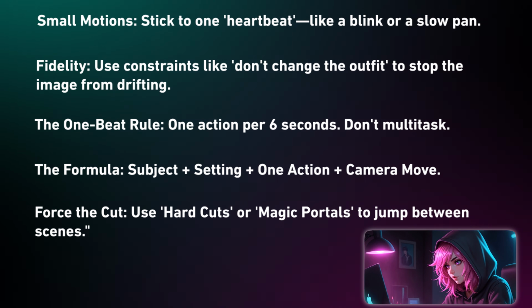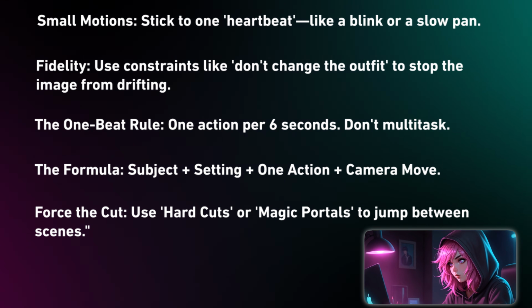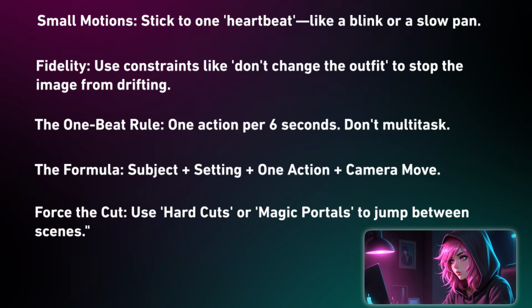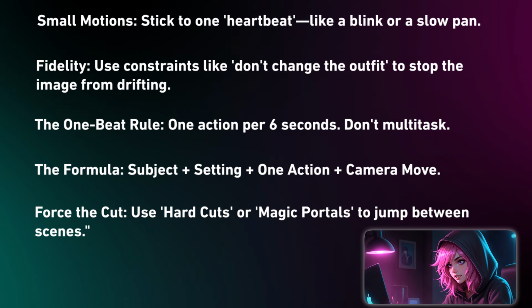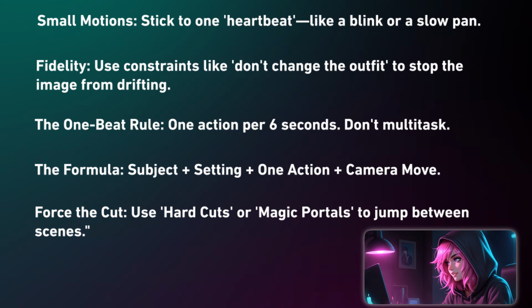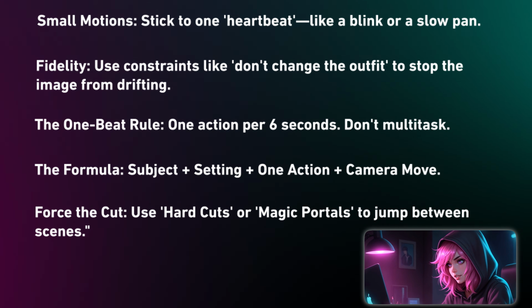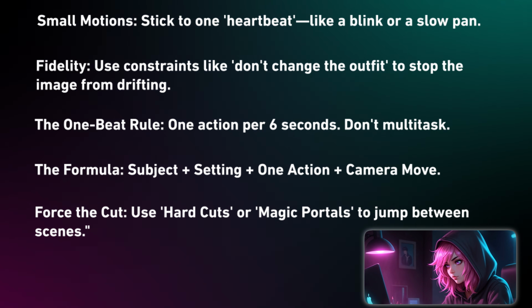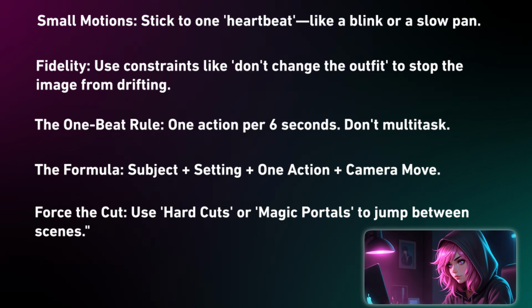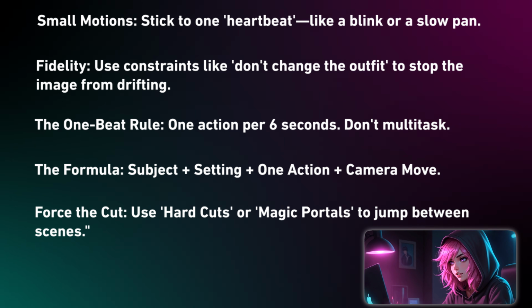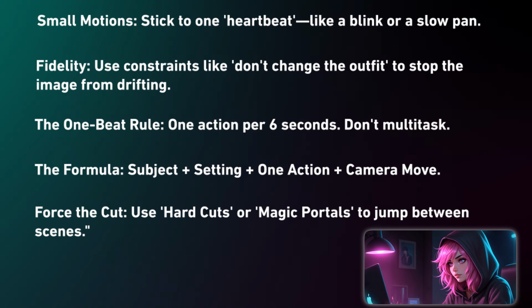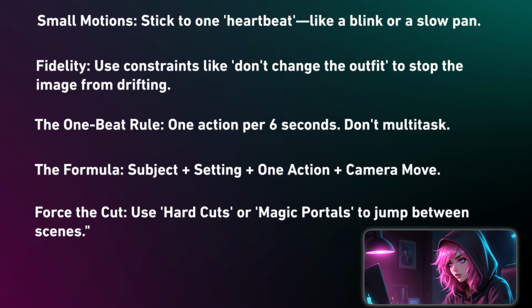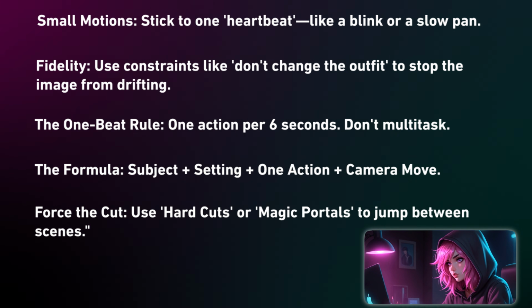First, stick to small motions, like a blink or a slow pan. Grok behaves better when it only has 1 heartbeat per 6-second clip. To stop the image from drifting, I use fidelity constraints to keep the characters looking consistent. My formula is simple: subject, action, and camera move. If I need a scene change, I don't animate a walk, I just force a hard cut.